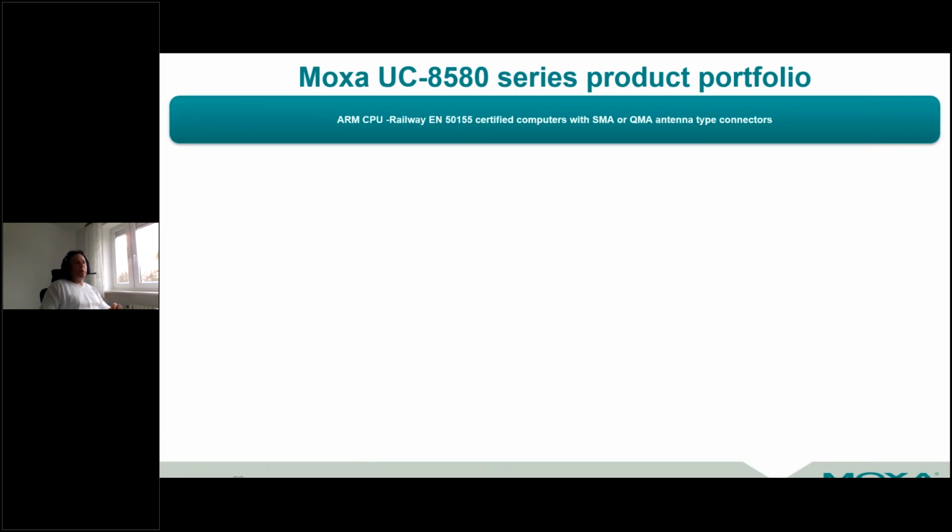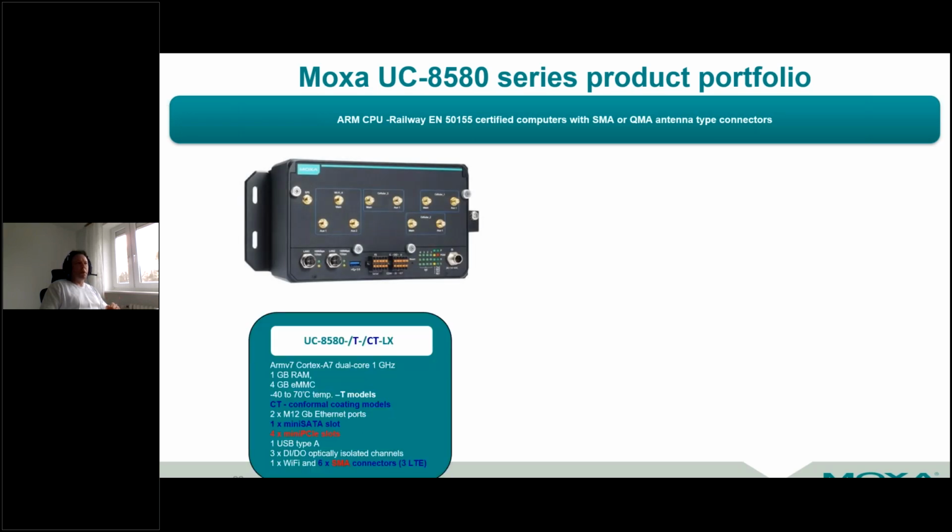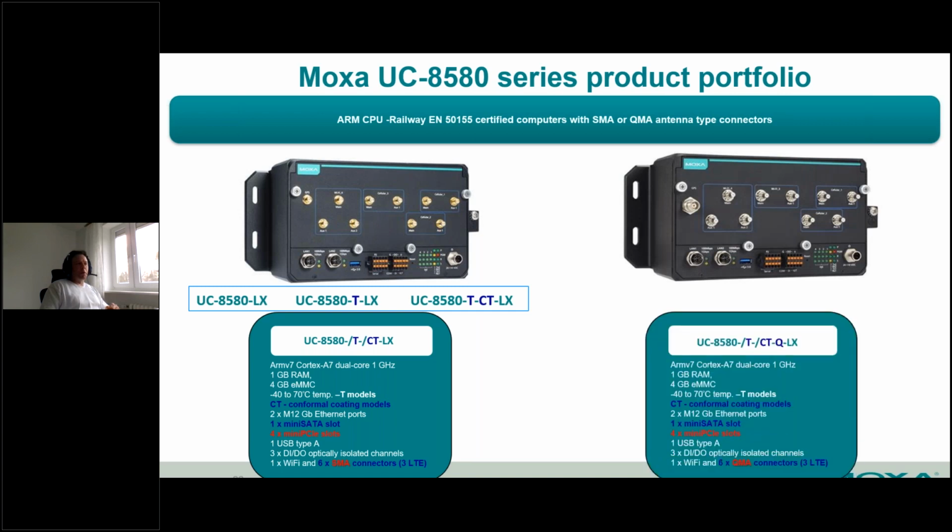to develop an even more robust solution through the UC-8580 series product portfolio. It comes in 2 versions, UC-8580-LX or UC-8580-Q-LX, which means with standard SMA connectors or with QMA connectors. But inside these computers, as you remember in the previous 8540, you have only one SIM slot. But here you have 4 mini PCI Express slots. 3 of them are reserved for LTE modules and 1 for Wi-Fi.